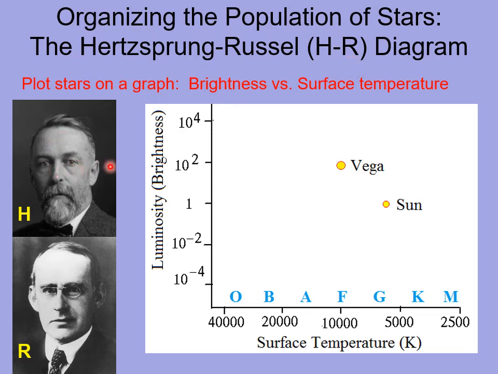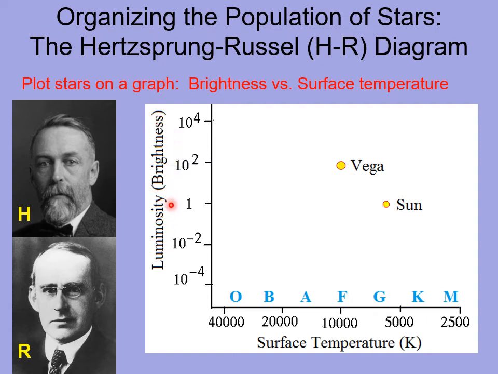By the way, here's Mr. H and here's Mr. R. What this is a diagram of where we're going to plot stars on this graph, with brightness plotted versus surface temperature. So in this vertical axis right here, this is the luminosity of the star, or how bright it actually is. Now we have to be a little careful.